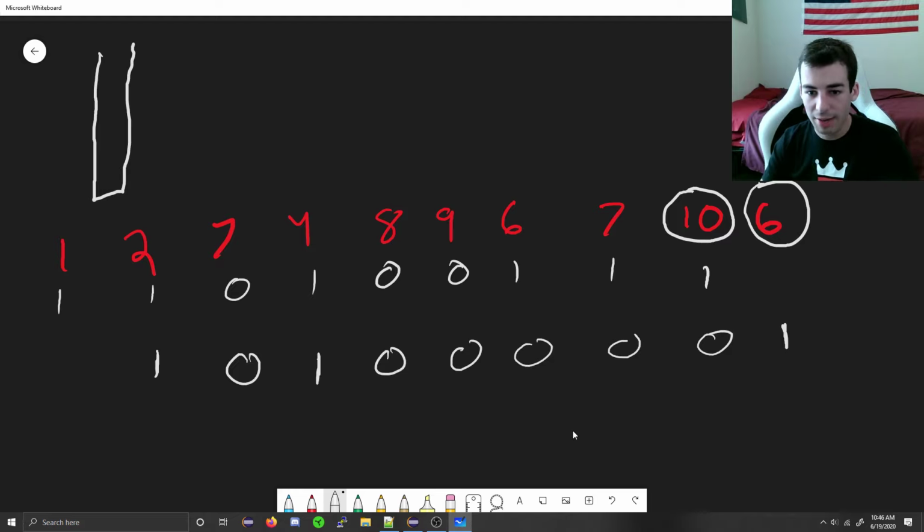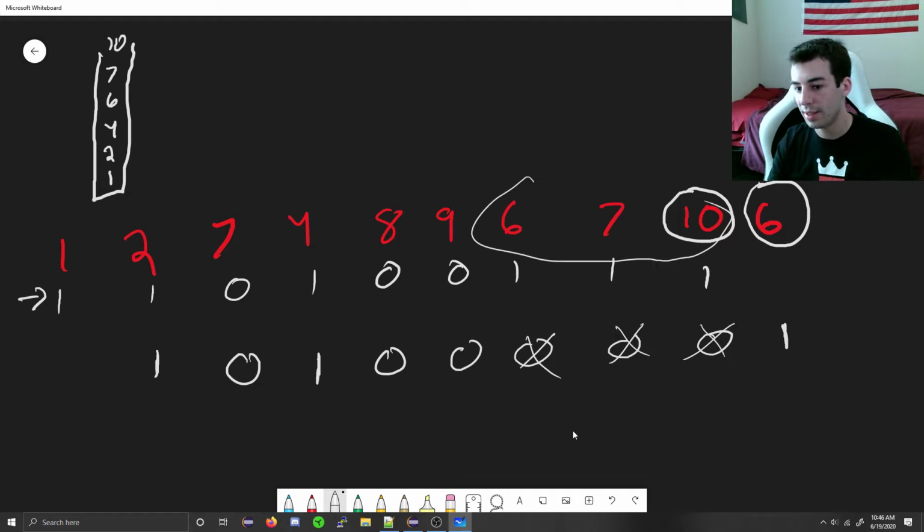And what the stack will have on it is the 1, the 2, the 4, 6, 7, and 10 for when we were here. Then when we switch to the 6, we can remove the new minimum. So we can remove this 10, we can remove the 7, we can remove the 6, because all of them are bigger or equal to the 6 that we have here.